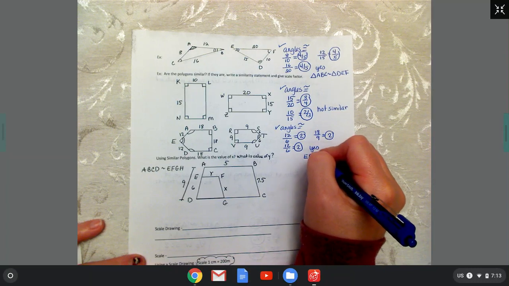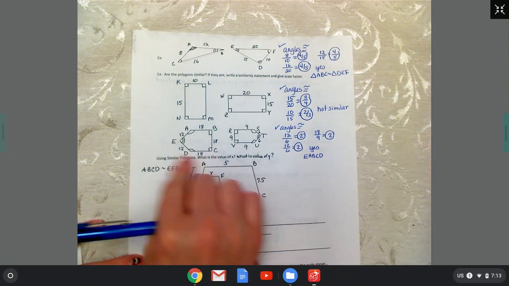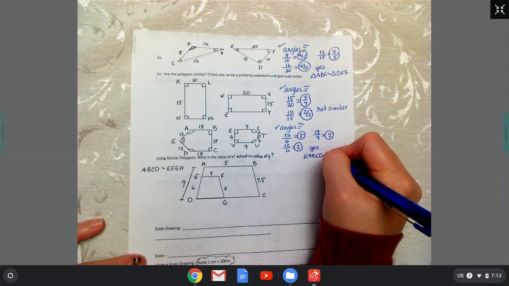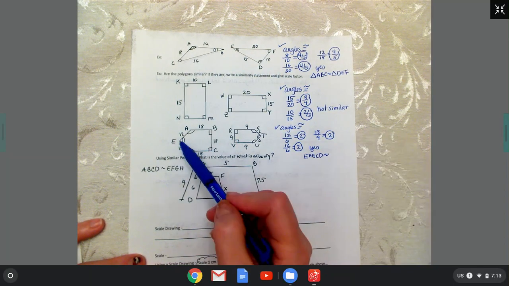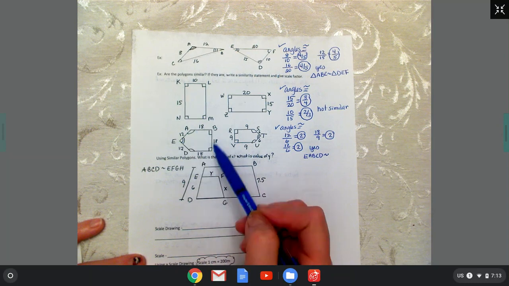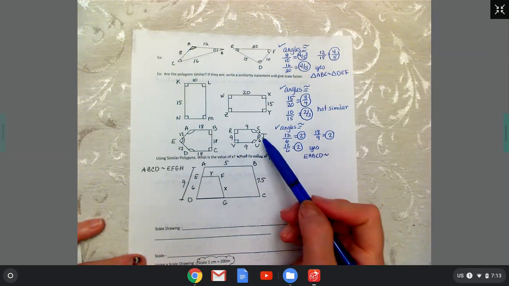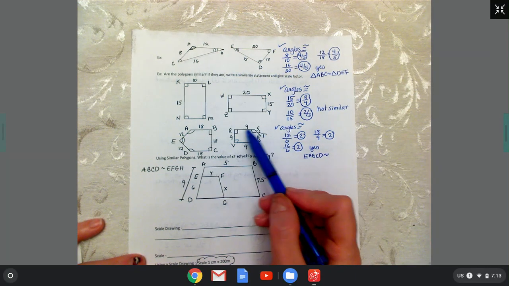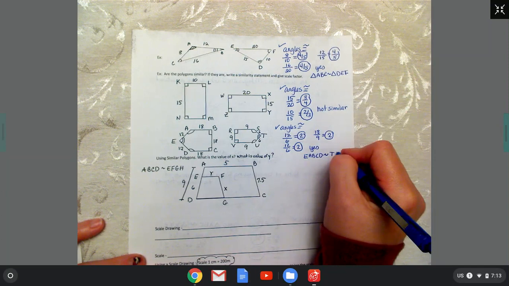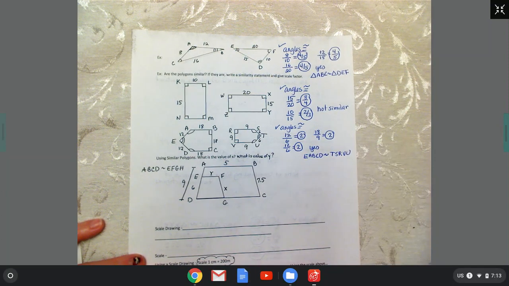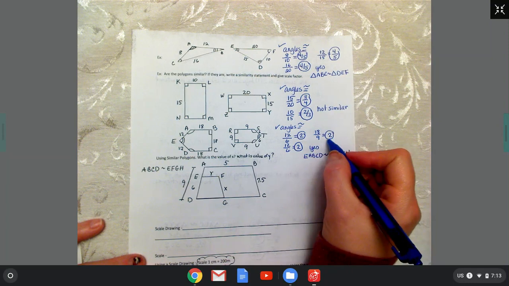E, A, B, C, D. You can pick any letter you want and go clockwise or counterclockwise. It is similar. Started with 2, E, A, B, C, D. Then over here I want to start with 2, so I could do T, S, R, V, U. And then our scale factor is 2.